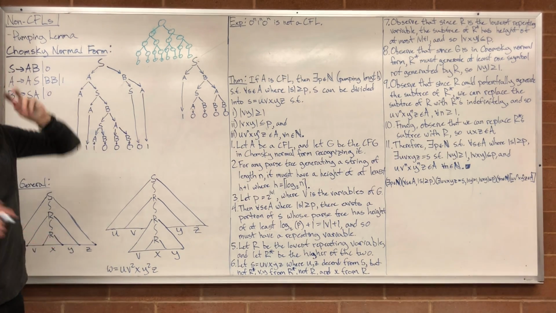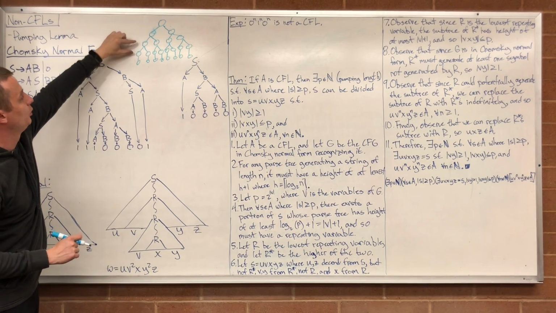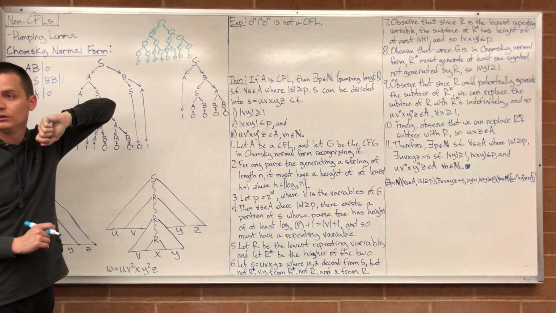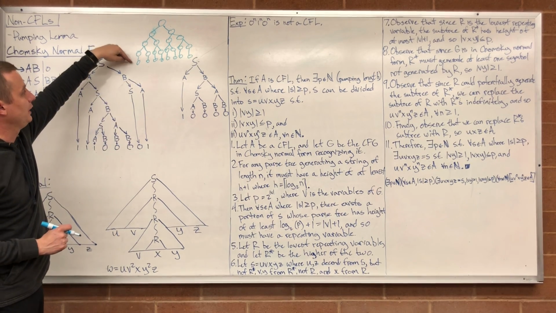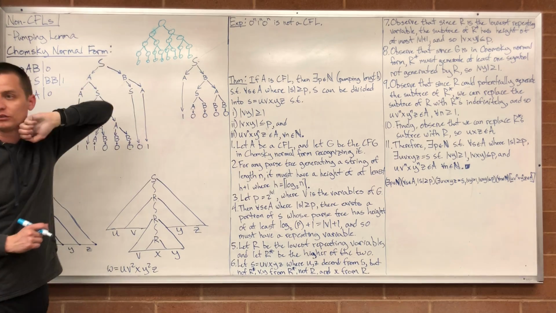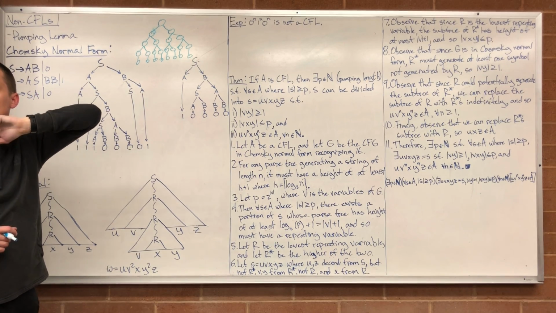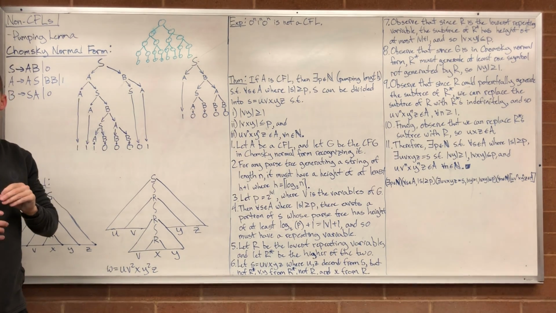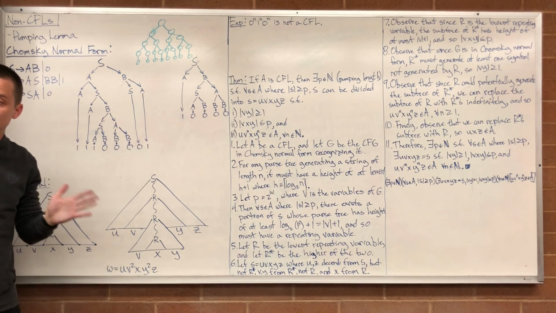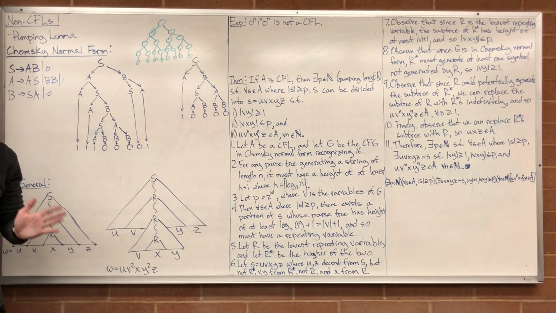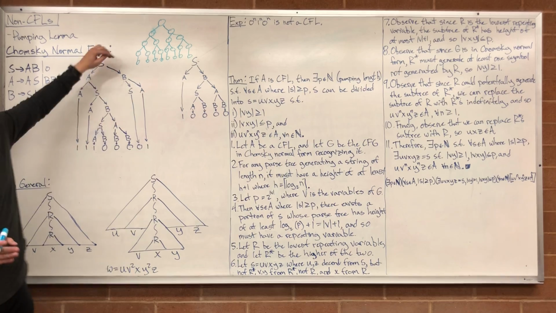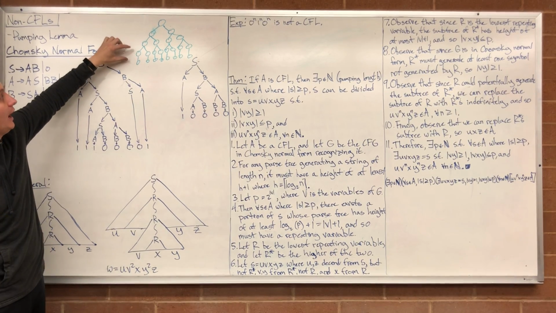So notice, what is the height of this tree? It has a height of 1, 2, 3, 4. It's basically the number of steps you had to take to get back to your start. Are you saying you can do that for every 8-digit string? I'm saying any 8-digit string generated by a grammar in Chomsky normal form, when you look at its parse tree, has to have a height of at least 4.